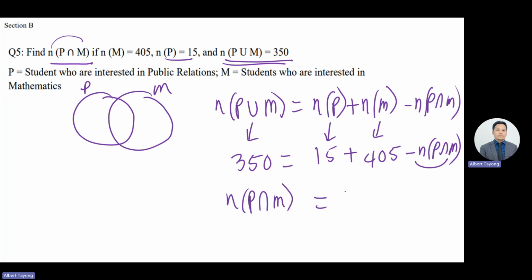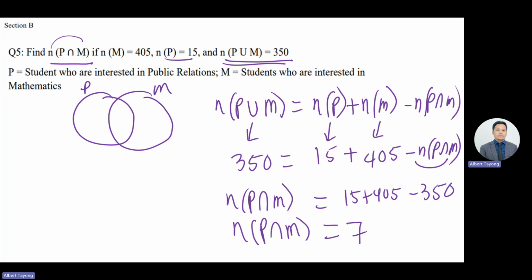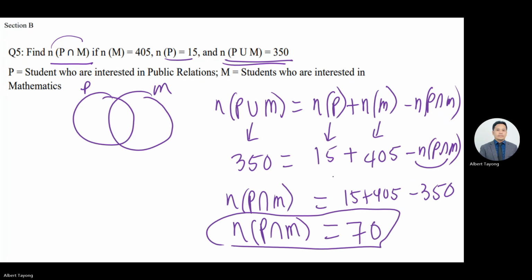And this will be 15 plus 405 minus 350. So the number of elements of P intersection M is 420 minus 350, which is 70. So the answer is 70. Okay, so that's it. Let's go to Q6.